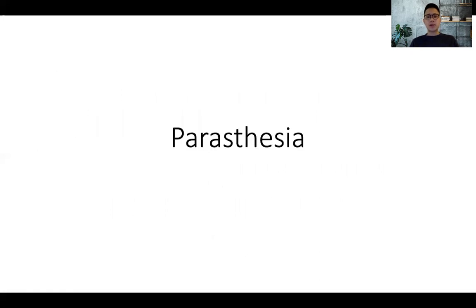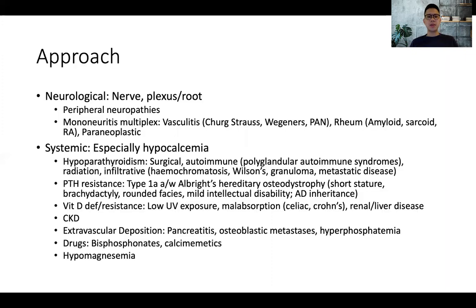So next we move on to paresthesia. I think for paresthesia, the main take home is that there are neurological causes, which normally will be some form of nerve involvement. And secondly, would be systemic, in particular, hypocalcemia. So for the nerve causes, typically it would be either a sensory predominant peripheral neuropathy or mononeuritis multiplex, so something to think about. The three big groups of mononeuritis multiplex would be vasculitic disorders, rheumatological disorders, and paraneoplastic carcinomatosis.